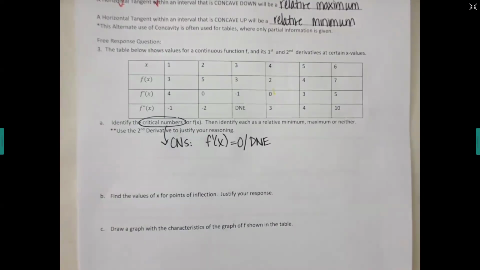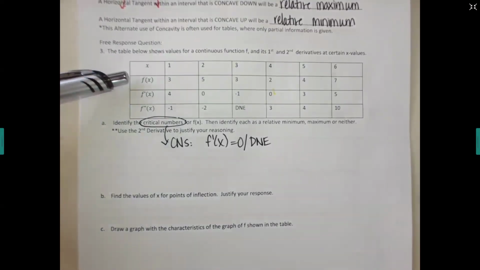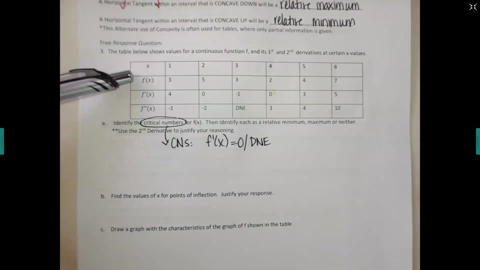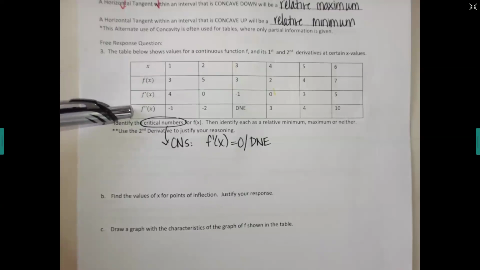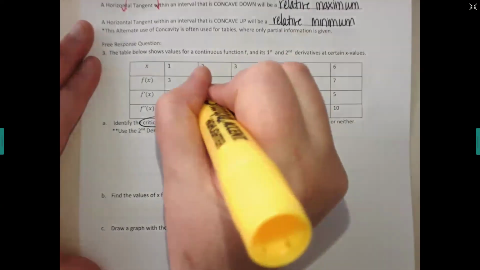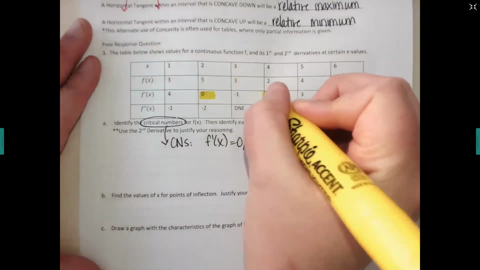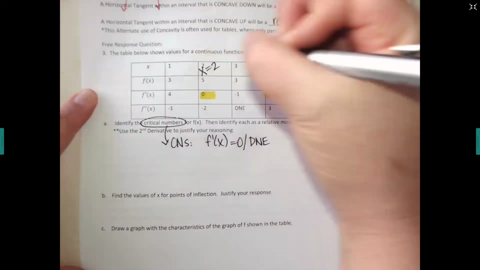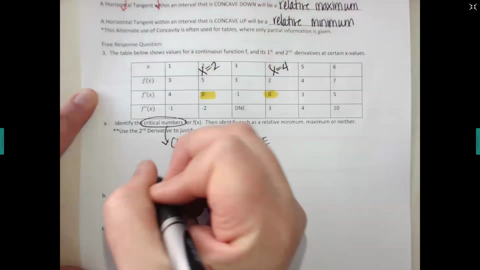Now, when you look at that table, you've got 3 rows. You have a regular F, you have an F prime, and you have an F double prime. If I want to find the critical numbers, which row do I need to be on? The prime row, and then I want you to find where it's 0. Where does that happen? It happens here at x equals 2, and then again here at x equals 4. Very good. So write down x equals 2 and x equals 4.